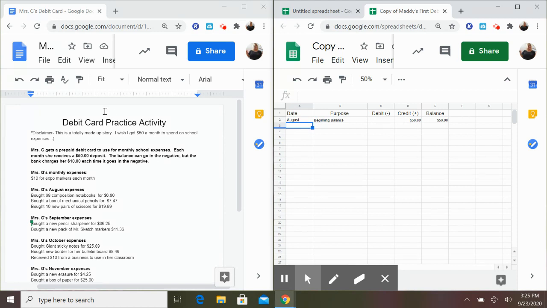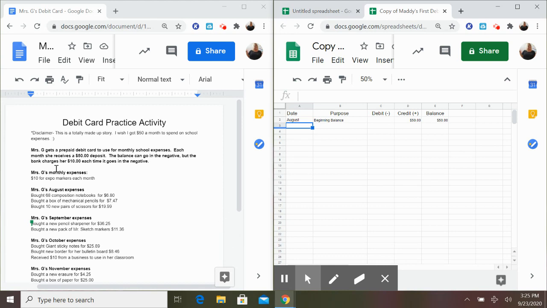Okay, so I want you to look over here at your debit card practice activity. And this is a disclaimer. I totally made this up. I don't get $50 every month to spend in my classroom. I wish I did, but I don't. But I just made this little story up so I could help you figure out how to do this.